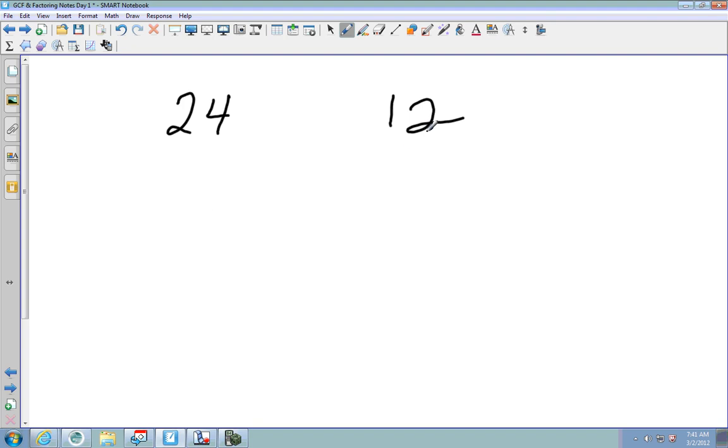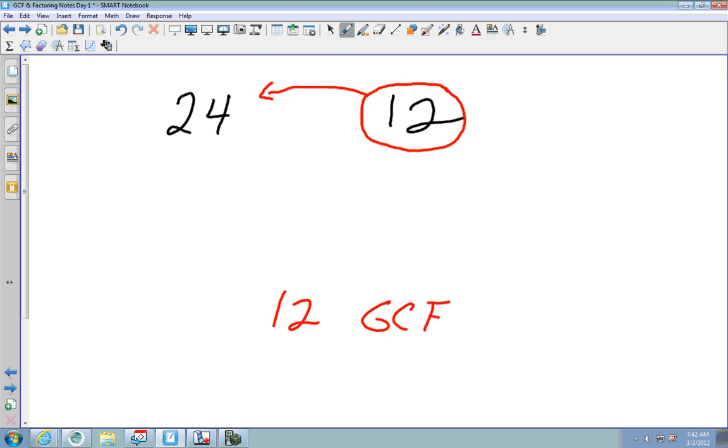I would look at the smallest number first, this 12. Does 12 go into 24? It does, right? That's your GCF. If your other number goes directly into it, that's your GCF. No, the GCF is not 24. 24 does not go into 12. 12 goes into 24.